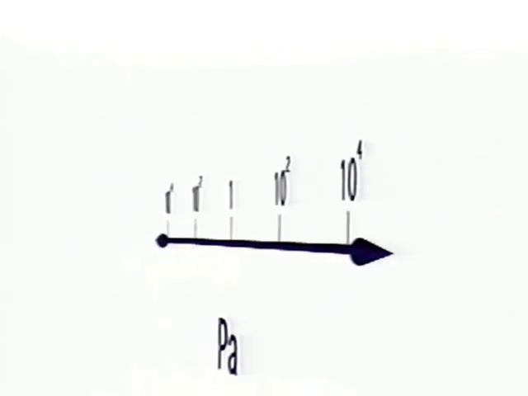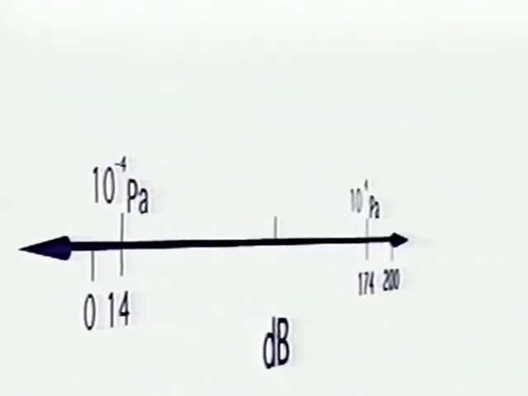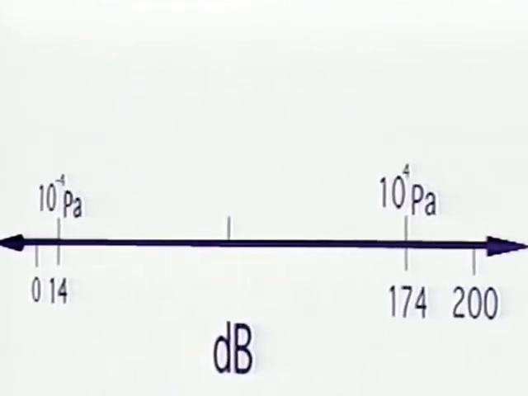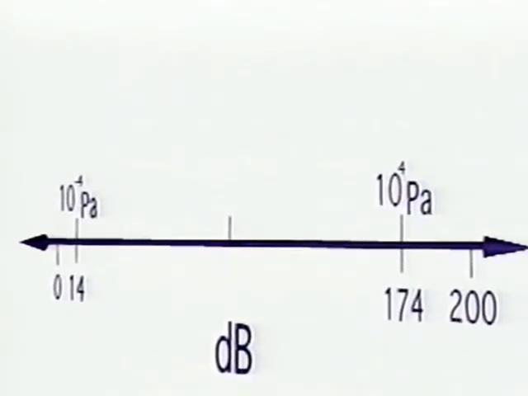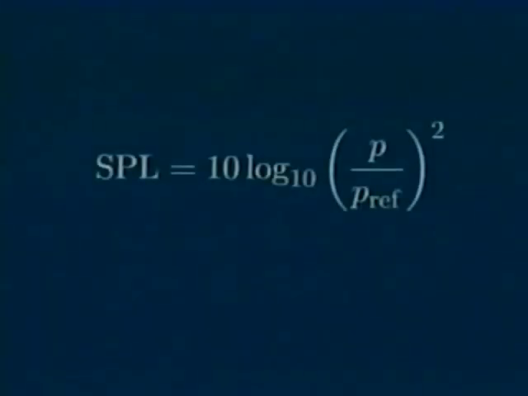On this scale, the unit is the decibel, abbreviated dB, and now instead of plotting the acoustic pressure, you plot the sound pressure level. The decibel values shown here correspond to measurements in the air. The equation for converting pressure to sound pressure level, abbreviated SPL, is SPL equals 10 log (P over P ref) squared. In this equation, P is a time averaged pressure, and P ref is the reference pressure, a quantity that depends on the medium in which the sound wave is propagating.